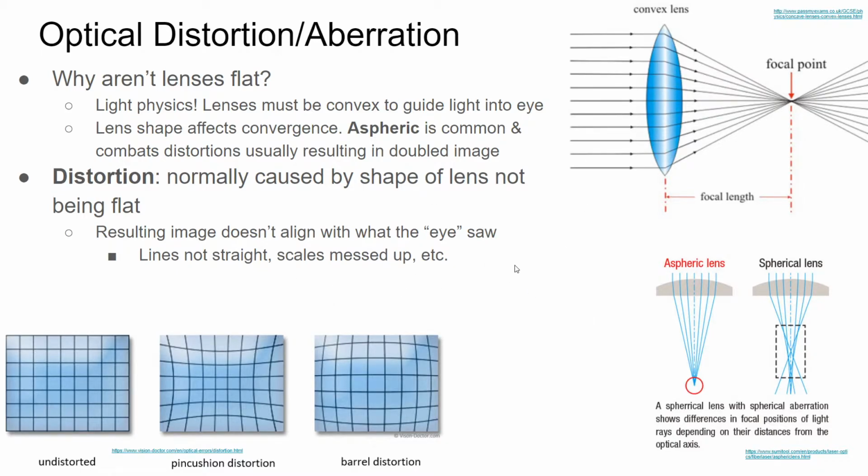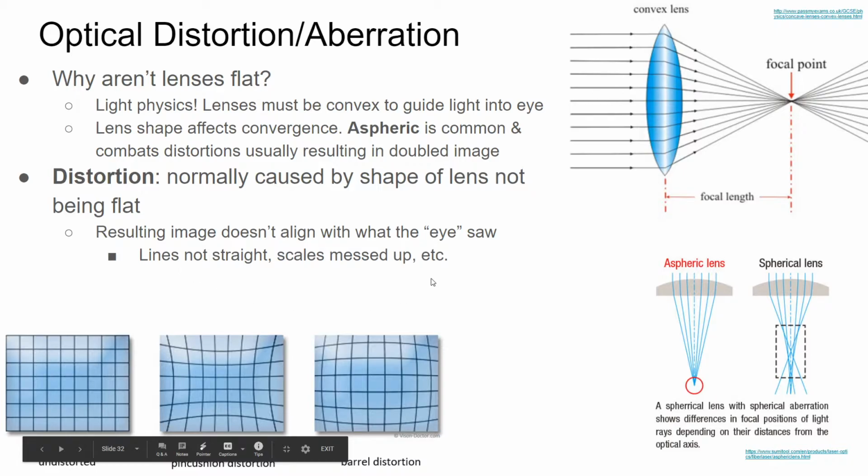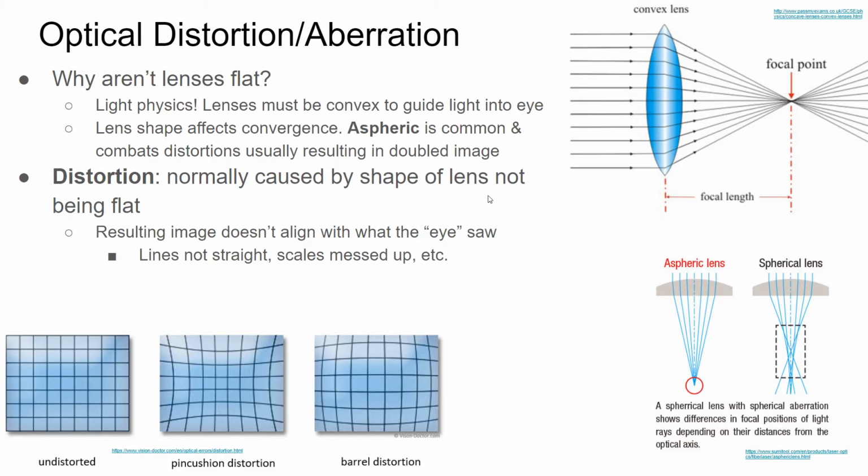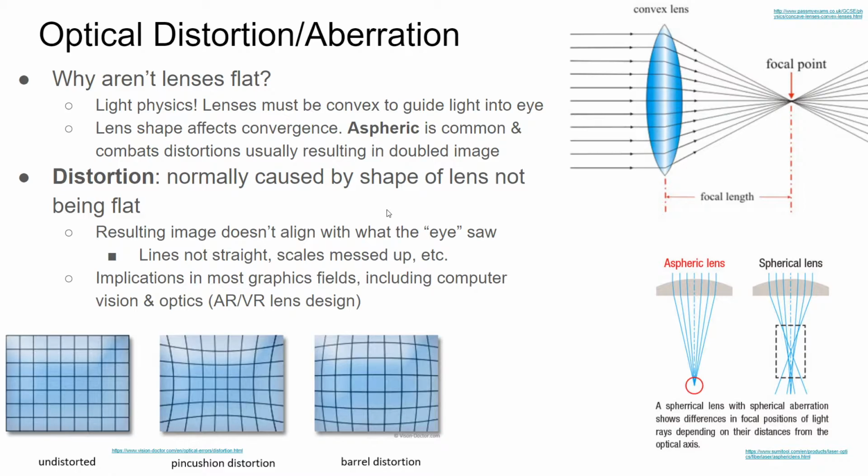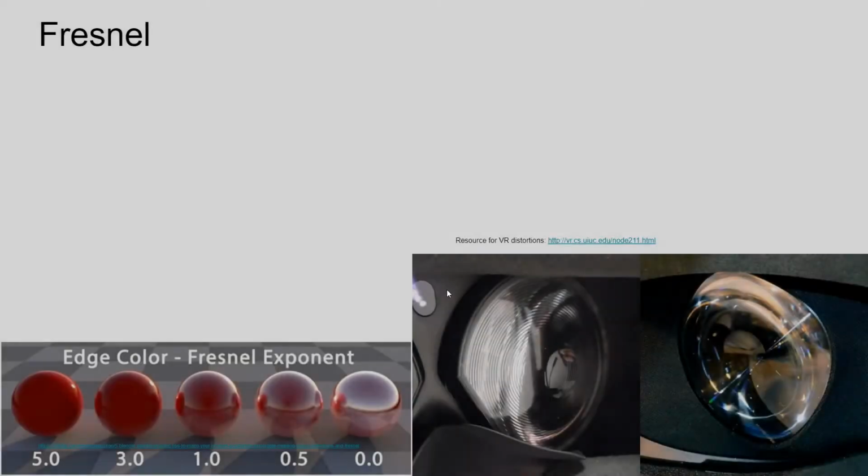As for distortion, we usually think of distortion as the lines not being straight, like in this image, or the scale of something being messed up. There was this meme about how the moon looks really big to us in real life when we look up in the sky, and then when you take a picture, it's this tiny little dot in the camera image. Distortion is a really important topic in pretty much any graphics field, including computer vision and optics. So it affects how we design the AR and VR lenses. Even in pure graphics, when you're rendering an image, you need to think about the camera distortion. Unfortunately, game engines sort of just handle this for us, so that's nice.